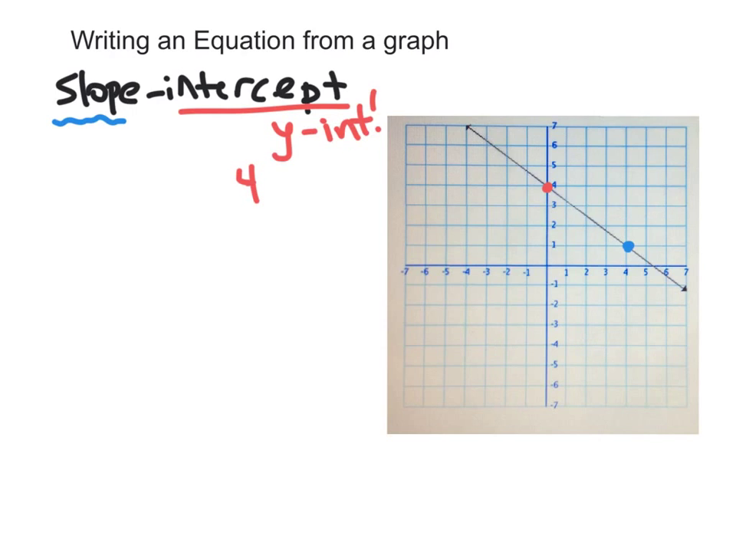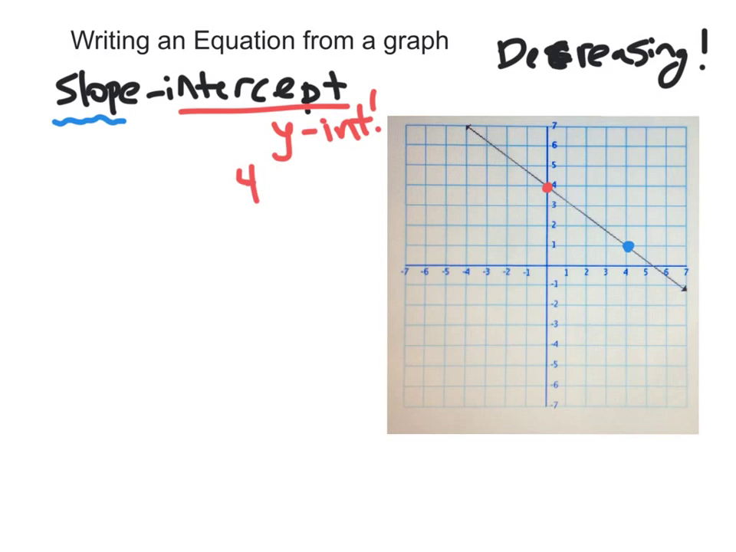Now notice this is a line that is decreasing. You should pay close attention to that kind of thing when you are writing. Decreasing. Pay attention to that in your final answer. If you have an increasing slope or a positive slope, you've done something wrong. Okay, so let's count our slope.